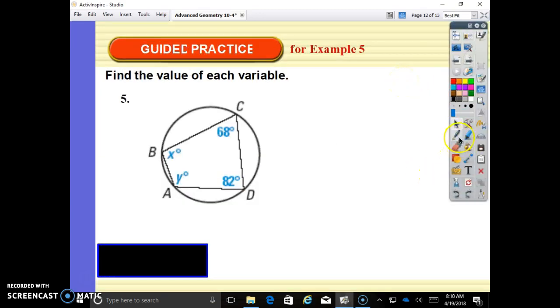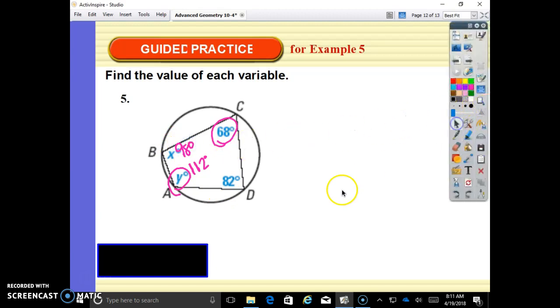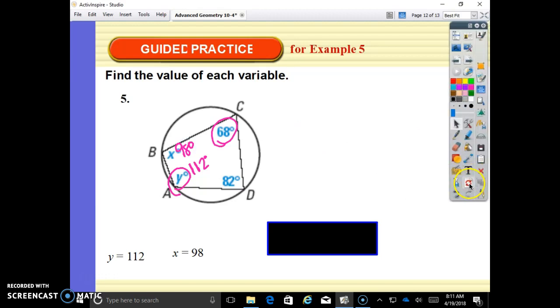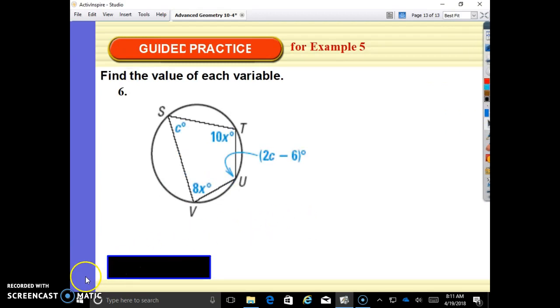All right, so on this one, 68 plus what is 180? What plus 82 is 180? 180 minus 82? 98. Try this one. I'm going to pause the video so you guys have a minute to try it.